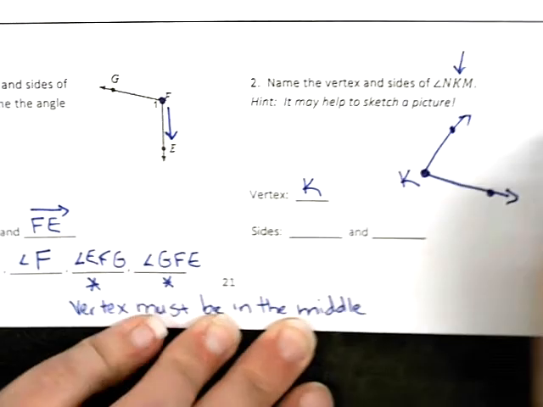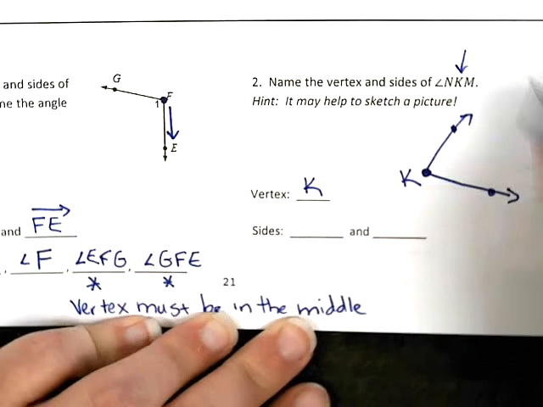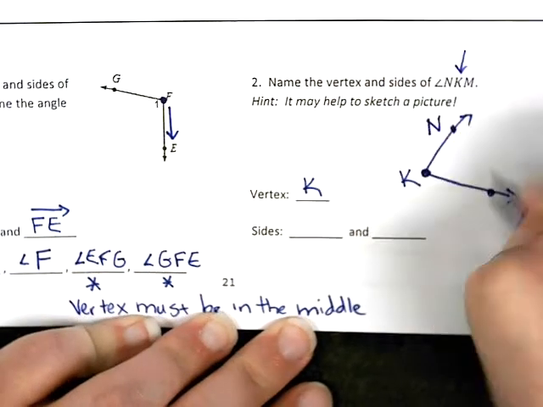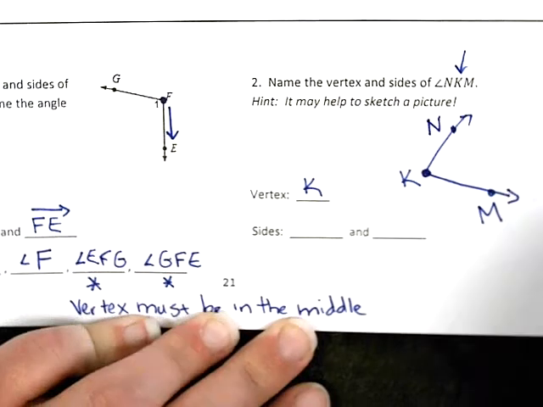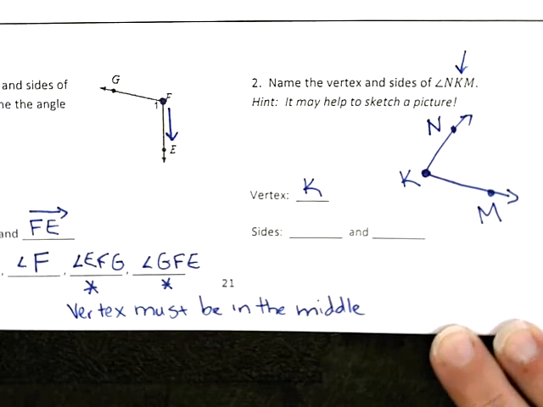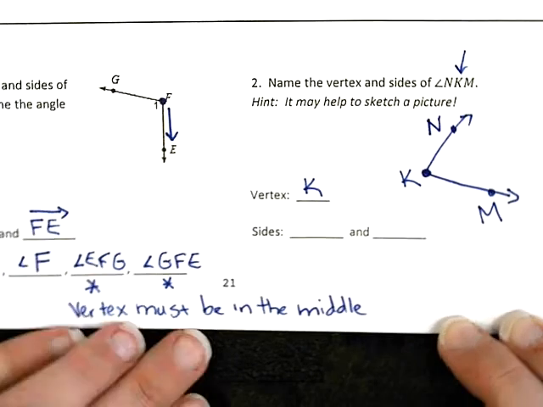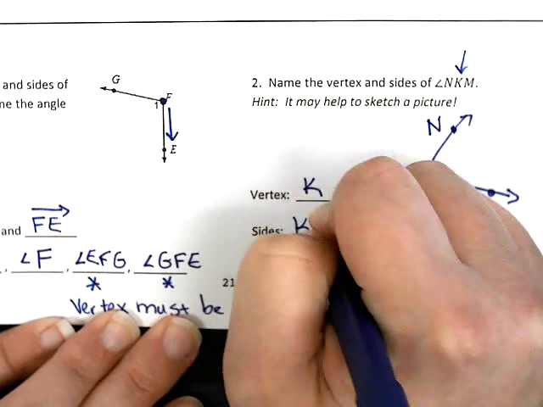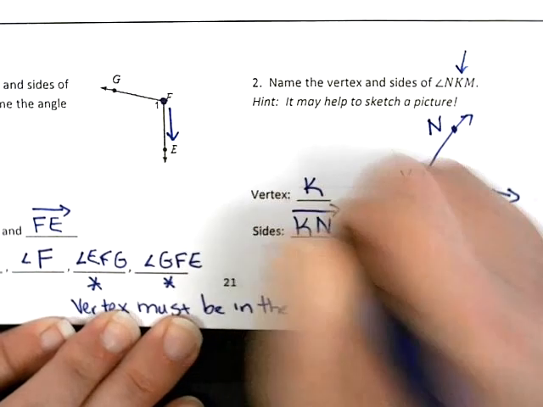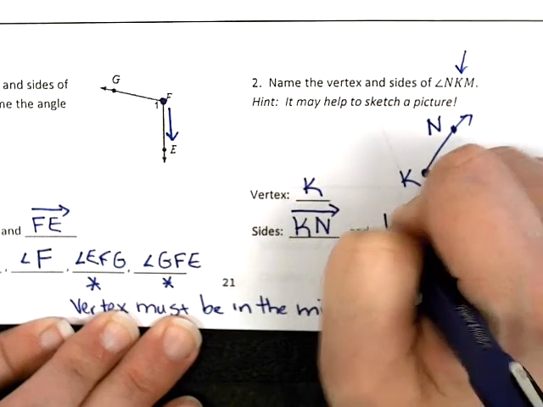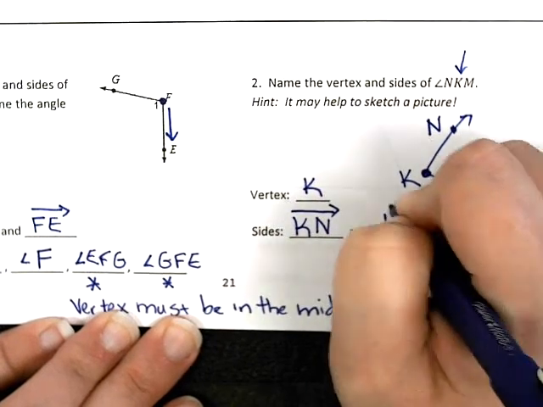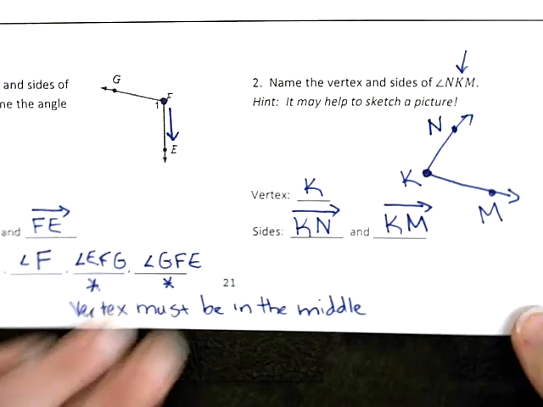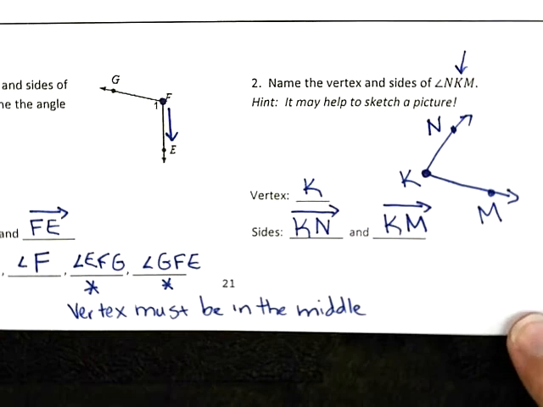Our other 2 letters can go on either side, it does not matter, but one of them is going to be N, one of them is going to be M. And again, when we're naming our sides, we're looking for rays. So common endpoint is K, one side goes towards N, and the other side goes towards M. So ray KN and ray KM are the 2 sides of our angle there. All right, should be pretty straightforward, shouldn't be too big of a deal.